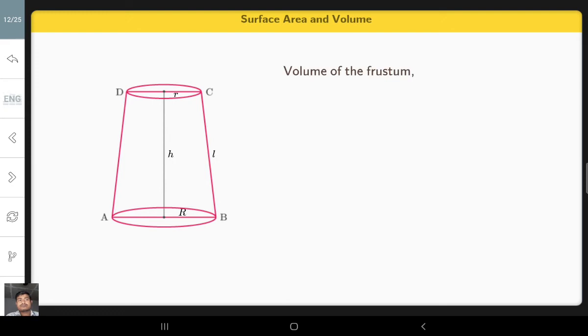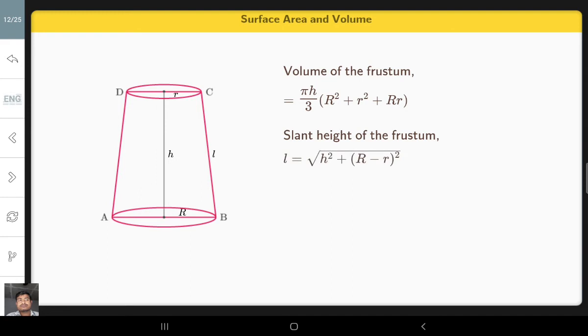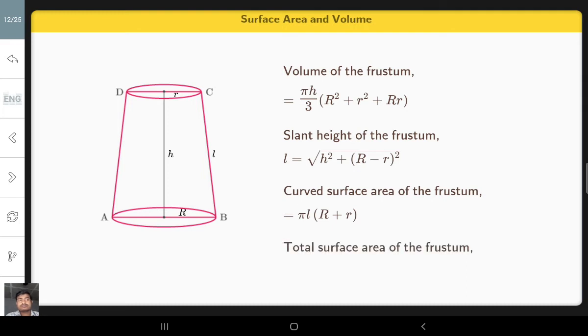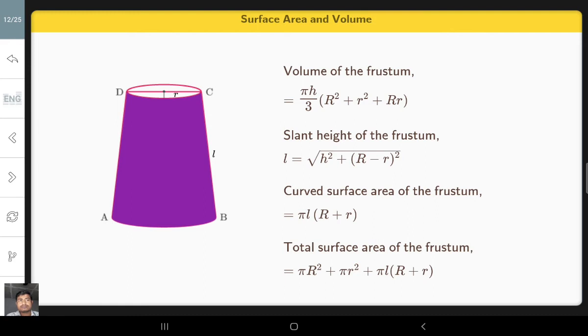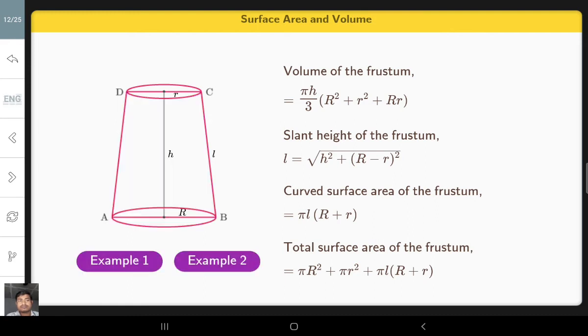The volume of the frustum can be calculated as the slant height of the frustum can be calculated as, and the curved surface area of the frustum is, the total surface area of the frustum is equal to the area of the flat circular base plus the area of the flat circular top plus the curved surface area. Tap the buttons to understand this better with more examples.